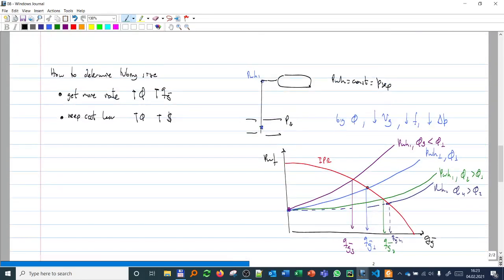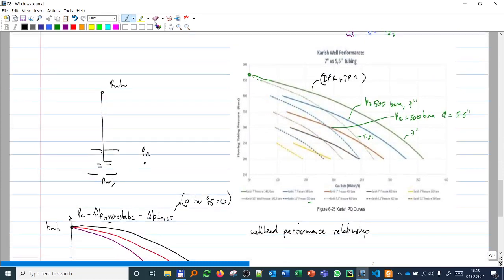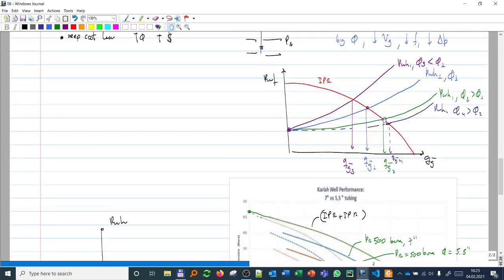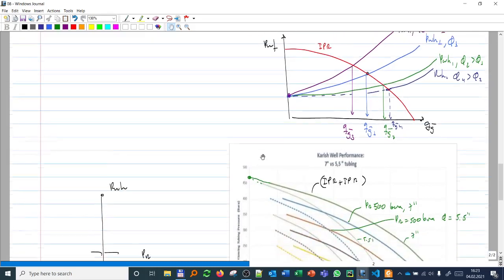So that's one consideration we have to make when selecting tubing. We have to make sure that we have enough size so it doesn't affect performance significantly, but at the same time we don't want to go to a very big size just to get a difference in performance.